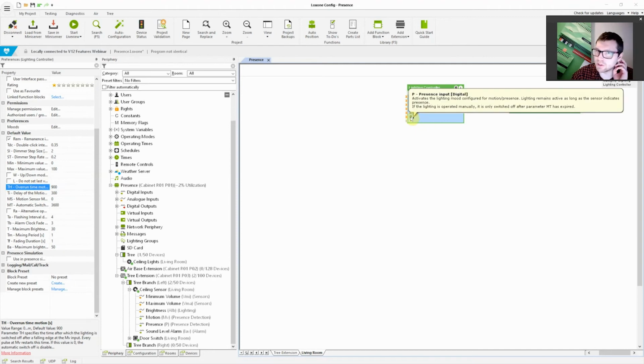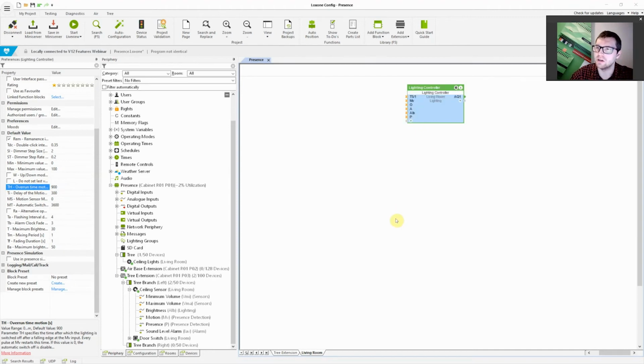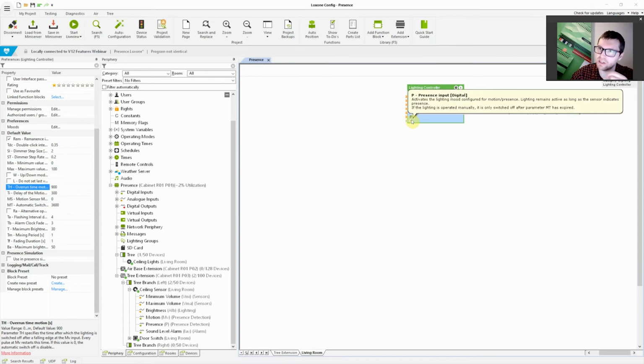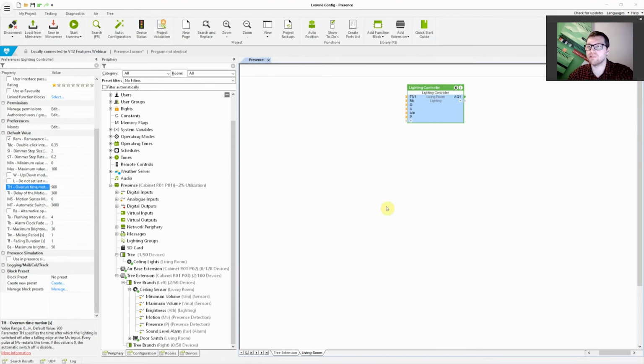The P input, by comparison, is that as soon as the P input goes off, the lights turn straight off if they were brought on through presence. So if presence brings the lights on, they instantly go off once the P input goes low. That's because the overrun timer is now taken out of the lighting controller and moved somewhere else. We will get to where that's been moved in a minute.